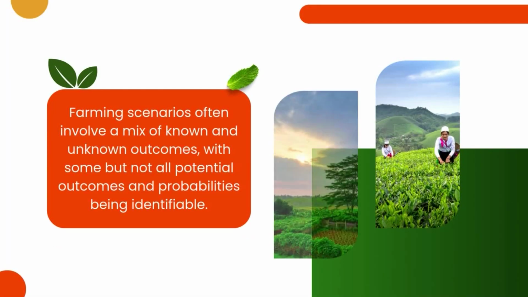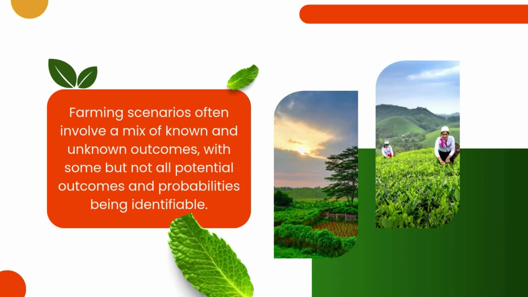In agriculture, many events fall somewhere along this risk-uncertainty continuum. Farming scenarios often involve a mix of known and unknown outcomes, with some but not all potential outcomes and probabilities being identifiable. This middle ground on the continuum reflects the reality that while farmers can make informed decisions based on experience and available data, they also face uncertainty inherent in weather conditions, market fluctuations, and technological advancement.